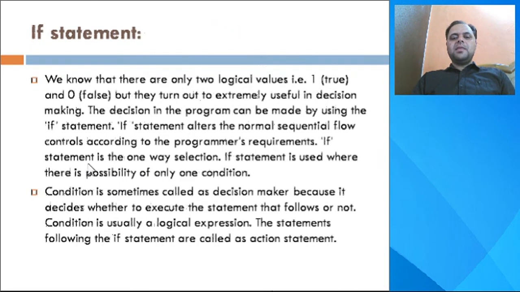We know that there are only two logical values, 1 and 0, but they turn out to be extremely useful in decision making. In computers we have only two values, true or false. 1 means true and 0 means false. These two logical values are used in decision making, so a decision in the program can be made by using the if statement.